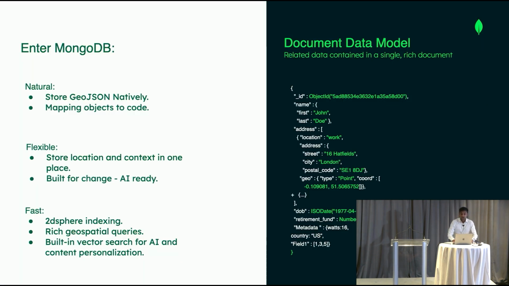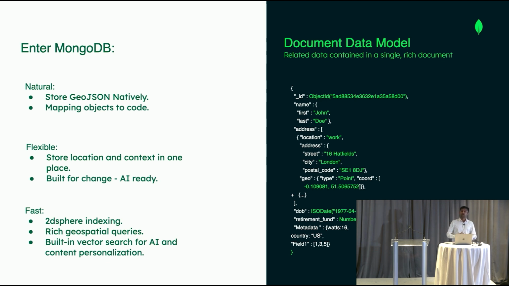So how can MongoDB help? MongoDB's document data model lets you store a wide variety of data types, including geospatial data, all in one single rich document. By storing geospatial data right next to other contextual data, Dylan has unlocked the opportunity for AI-led personalization. With the support for native geospatial indexing, you can also achieve faster queries at scale.